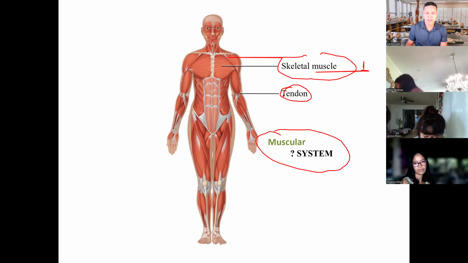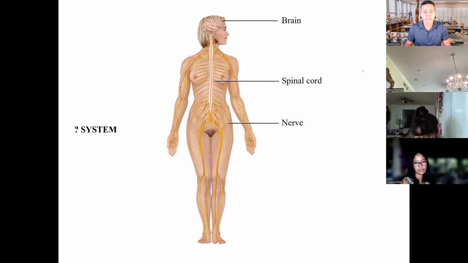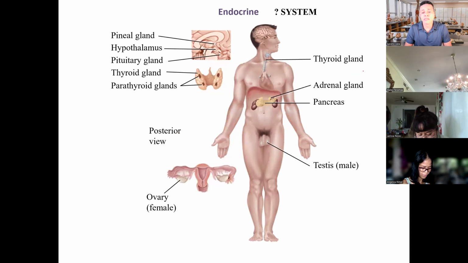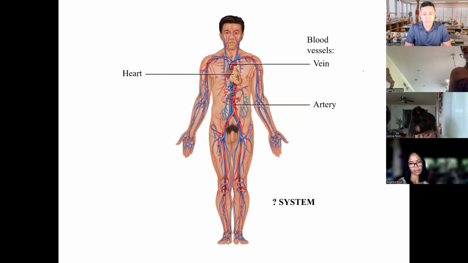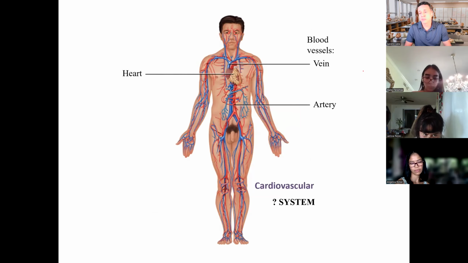All right? Next, we have the nervous system, and the nervous system includes the brain, spinal cord, and what we call the peripheral nerves. We have the endocrine system, and the endocrine system are the organs that are going to produce different hormones in our body. We have the cardiovascular system, and the cardiovascular system is actually 2 systems in one.